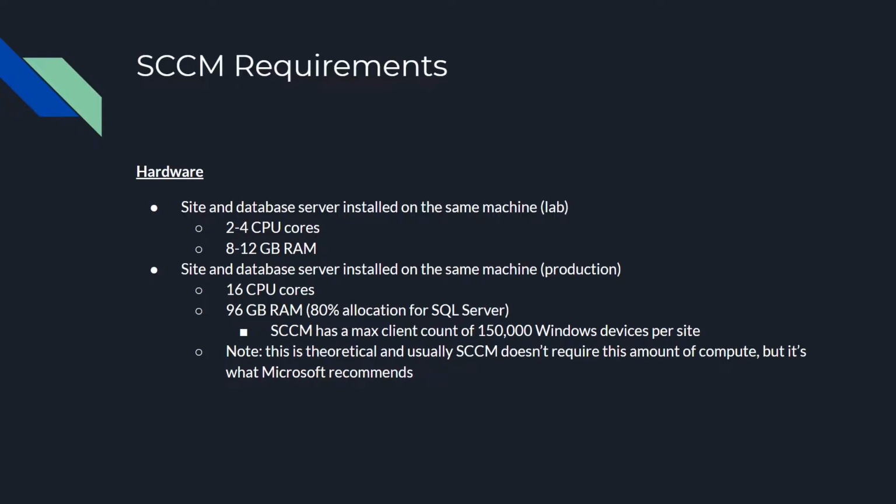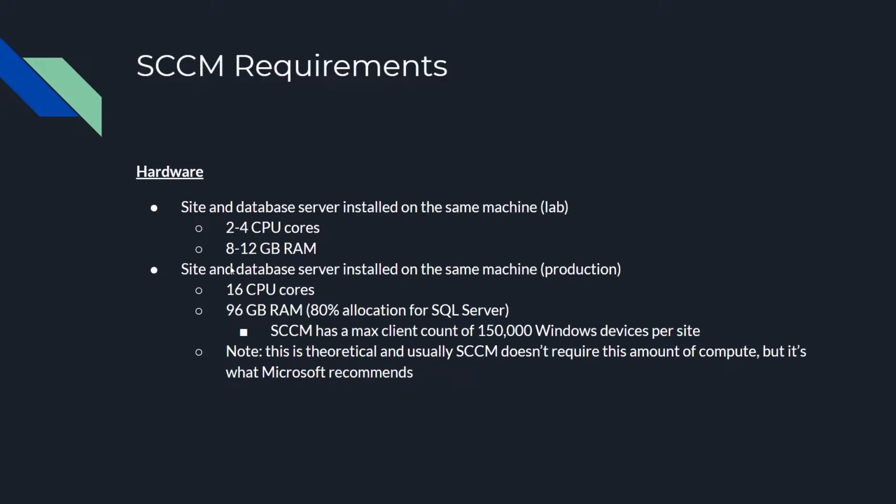So let's say you have an office in Seattle. You can also have another site in, let's say, Chicago, and these can sync up with each other and receive policy from each other to fully function. But you also will need a SQL database server for SCCM, and usually this will require 2 to 4 CPU cores and 8 to 12 gigs of RAM. I'll be hosting this on a virtual machine, so this isn't really a problem for me.